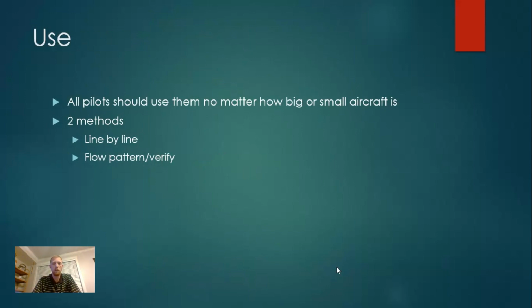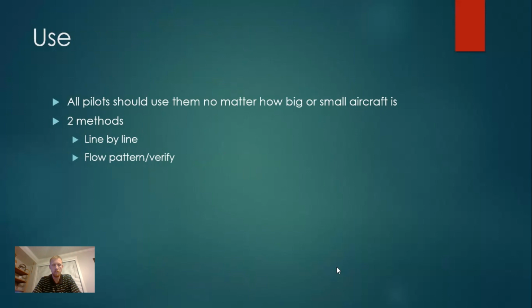You want to make sure that you are using a pre-flight checklist in the right way. There are two methods to use a pre-flight checklist. The first is line by line, and the second is flow pattern verify. Line by line, as the name states, is you check one item on the list, you go and make sure it's good on the aircraft, go back to number two, back and forth until you get through them all.